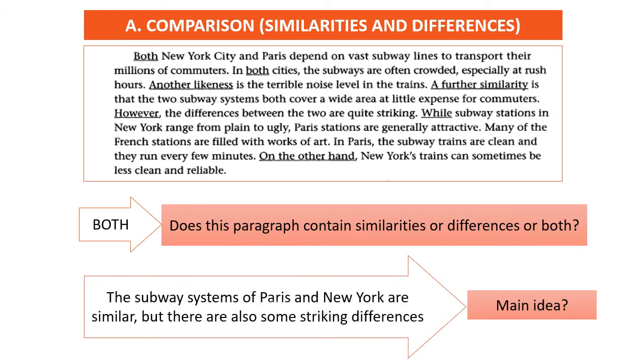Okay, so the main idea here, my answer for this question. The main idea for this paragraph is that the subway systems of Paris and New York are similar, but there are also some striking differences. If you have a different sentence for this main idea, it will be fine as long as the idea you have is the same as this answer.